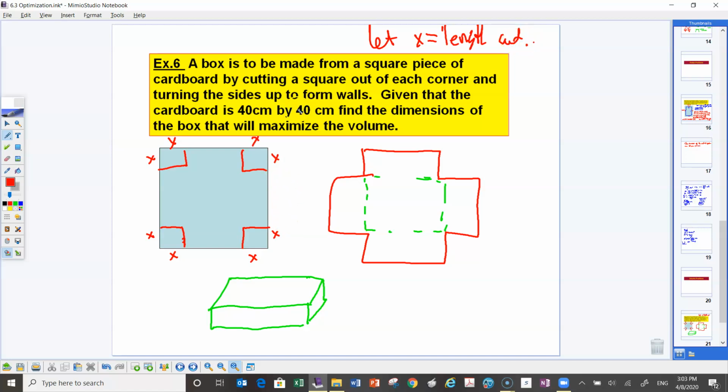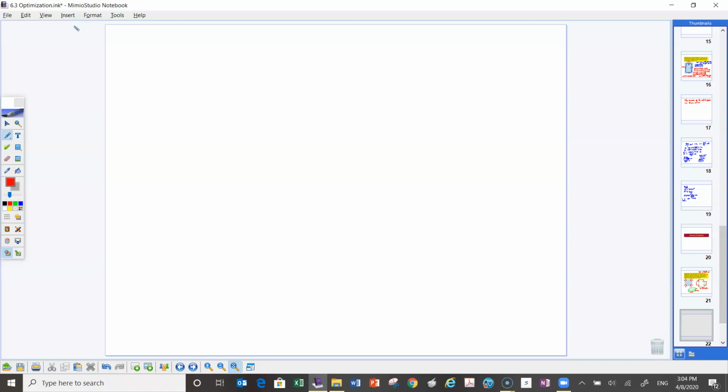So if this whole side was 40 to begin with and I cut an x on each side, this length of the box is going to be 40 minus 2x, and the width is also going to be 40 minus 2x. Now, if this length of the cut is x, when I fold it up, the height will actually be x. So now, to find the volume, it's simply going to be length times width times height. So 40 minus 2x squared, because there's two of those, times the height of x. So there's my volume formula, and I only need one equation here because all my variables are in terms of x. So let's expand this.